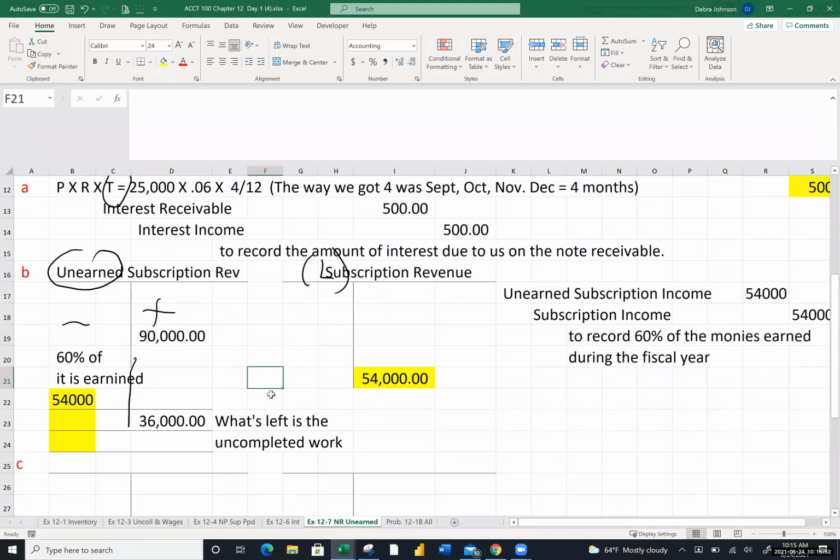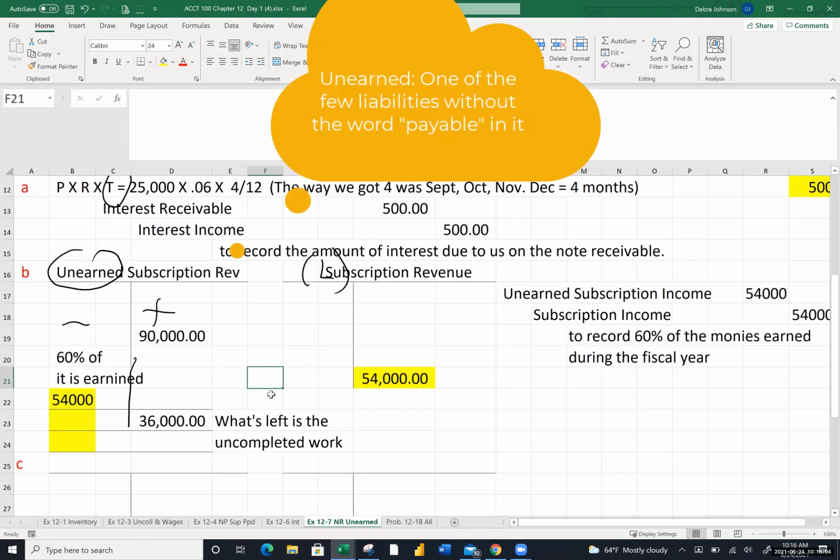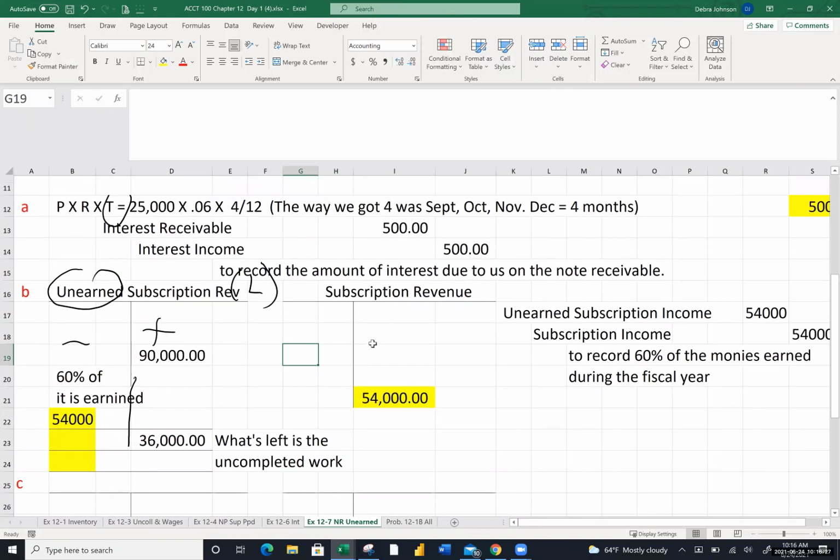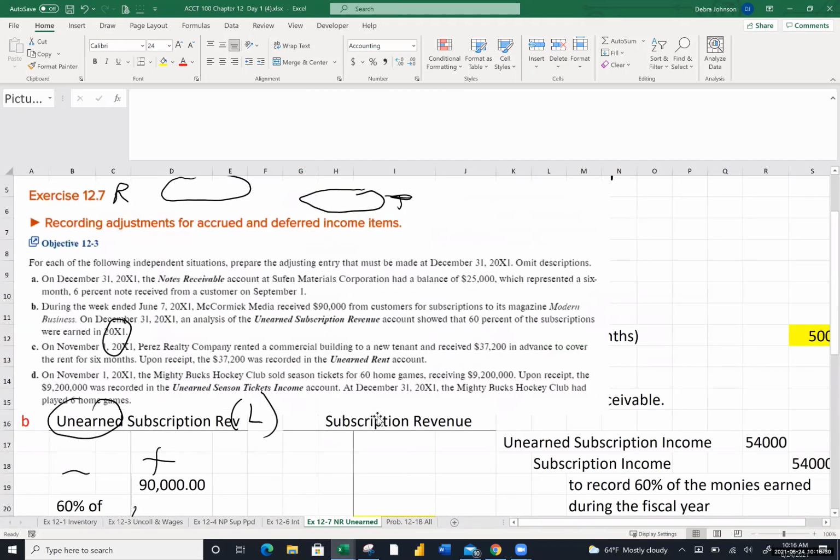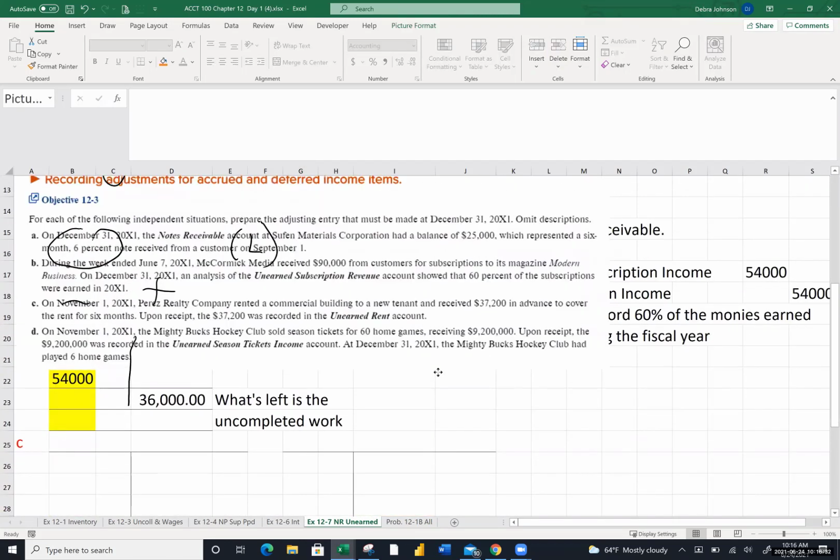Those unearned questions are a source of confusion, I personally believe, because we're not used to seeing liabilities without the word payable. We haven't had any up until now. And so I think that's where the confusion comes in. Remind yourself that this is a liability account. Why? It's money that we received ahead of when we earn it. We'll do maybe one more related to that unearned account to give us a little bit more practice, and then we'll jump in and start that worksheet. So letter C, unless you guys have questions, if you have questions, please ask.